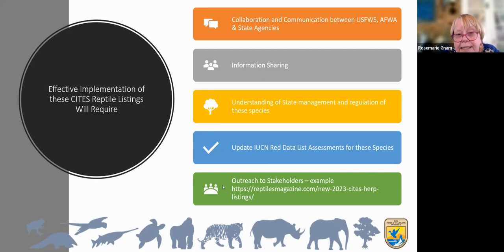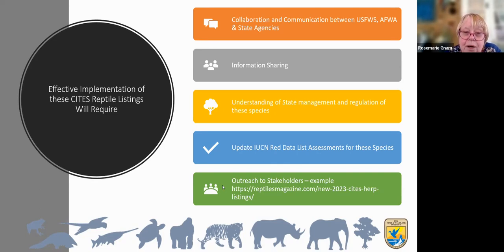We need in DSA and DMA a better understanding of the current state management and regulations for these species. I'm happy to report that we found funding to update the IUCN Red List assessments for the species that we put in Appendix 2 now. So we are in the process of going forward with a contract with the IUCN Tortoise and Freshwater Turtle Specialist Group to update those IUCN Red List assessments.